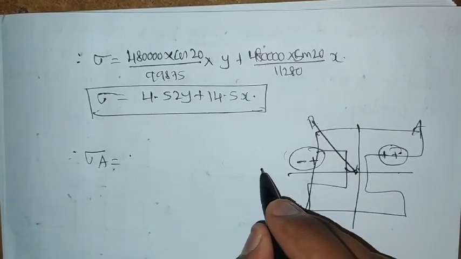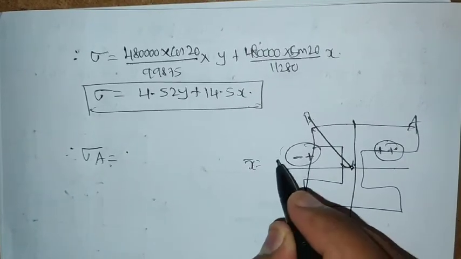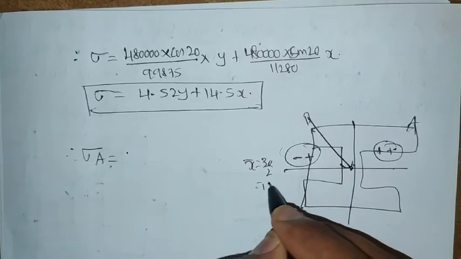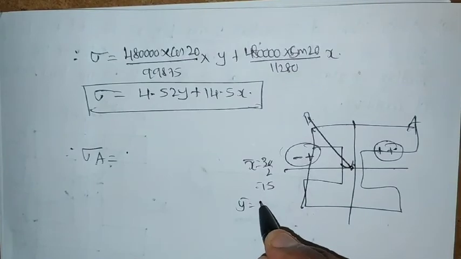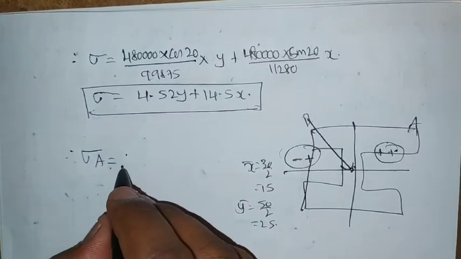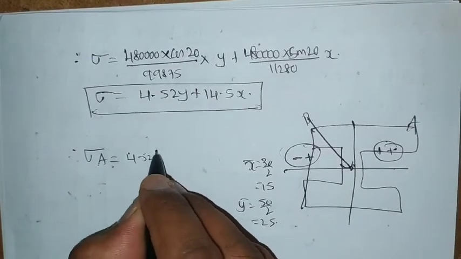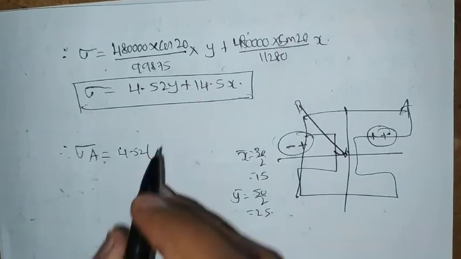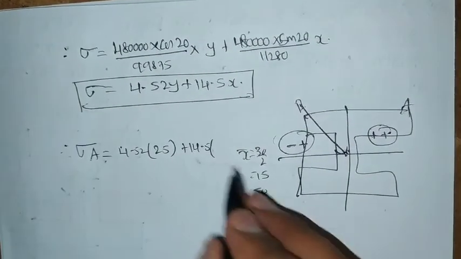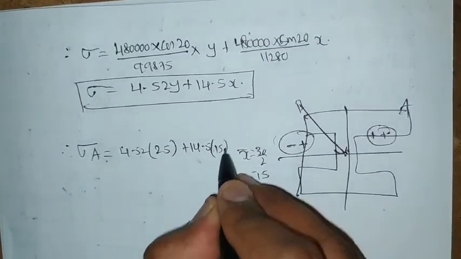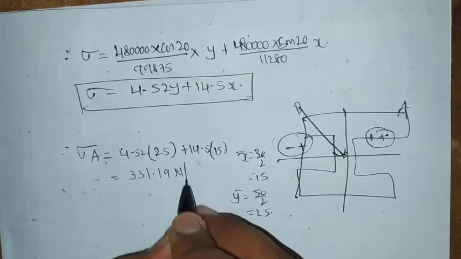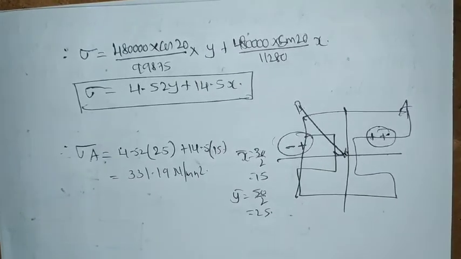So here x bar and y bar we have to find out. X bar is equal to b by 2, that is 30 by 2, that is 15, and y bar is equal to 50 by 2, that is 25. So sigma A is equal to 4.25 into 25 plus 14.5 into 15. So from this the value will come as 331.19 Newton per mm square.